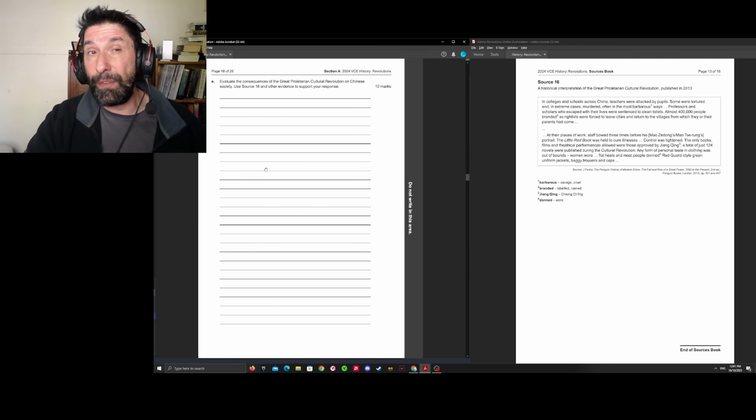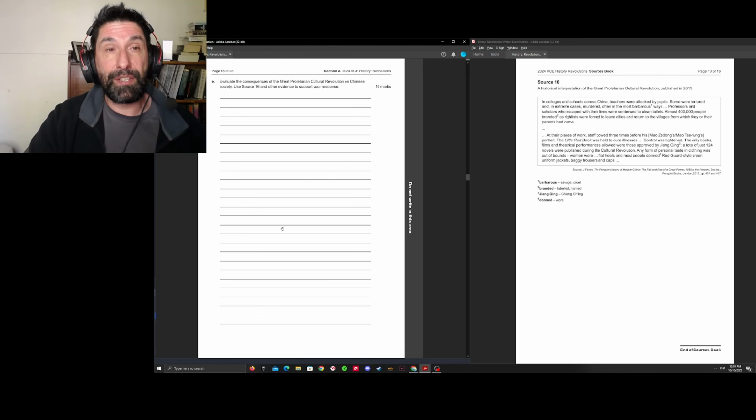You could refer also to how some groups actually prospered and benefited during this time. And I'm referring here to the peasants, many of whom benefited because they didn't suffer during the Cultural Revolution as much, because a lot of the anarchy and unrest occurred in the cities. That's where most of the Red Guard activity occurred.